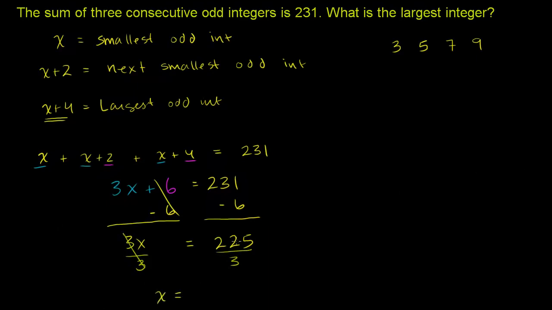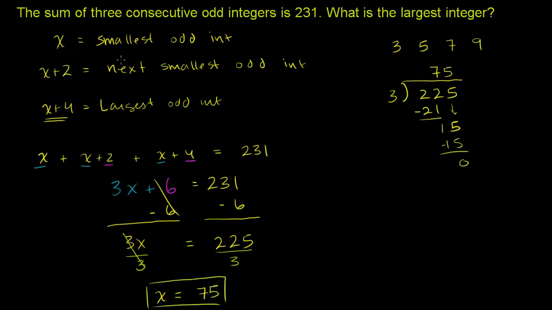X is equal to 225 divided by 3. Let me do it over here. So 3 goes into 22 7 times. 7 times 3 is 21. 22 minus 21 is 1. Bring down the 5. 3 goes into 15 5 times. 5 times 3 is 15. Subtract, no remainder. So 225 divided by 3 is 75. So the smallest of the odd integers is 75.